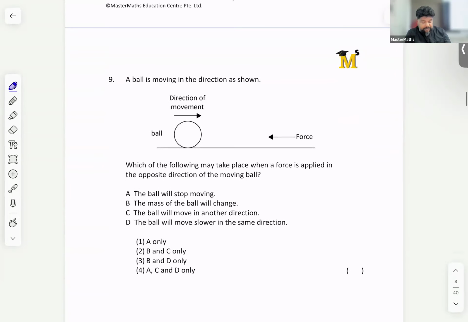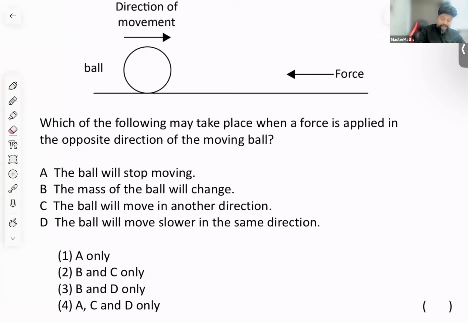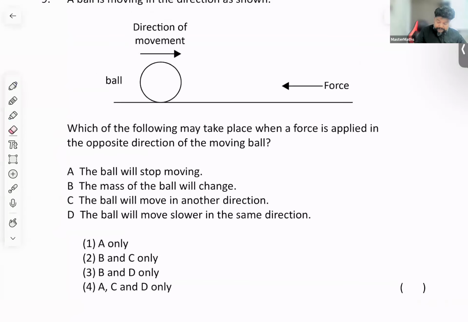Zahirul, what's your answer for question 9? I'm taking my paper. Oh, okay. Question 9. Yeah. 2. Okay, B and C only. Okay, now let's look at the options. So you're saying B, the mass of the ball will change. Can force change the mass of a ball?